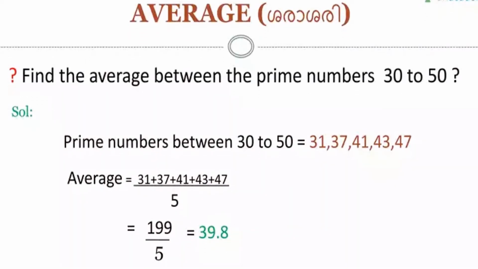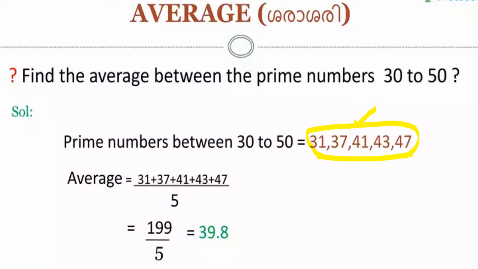See, find the average of the prime numbers between 30 and 50. So we have to first write what the prime numbers between 30 and 50 are. Prime numbers are numbers divisible only by 1 and the number itself. They have only two factors, the number 1 and the number itself. So these 5 numbers are the prime numbers between 30 and 50. We have to find the average for these numbers.